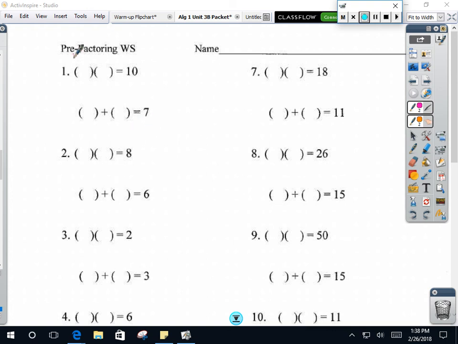Okay, so let's look at number 1. I'm looking for 2 numbers. And these 2 numbers must multiply to a positive 10 and add to a positive 7. What 2 numbers do that? Right. 5 times 2 equals 10. 5 plus 2 equals 7.